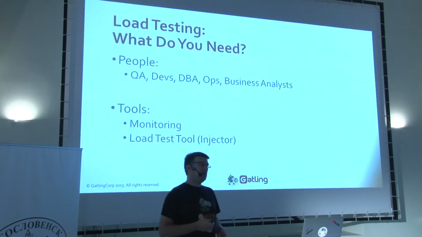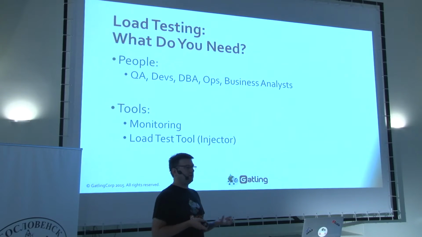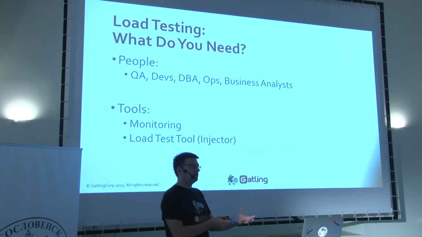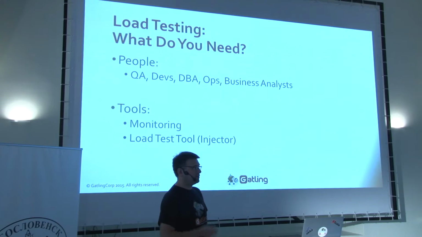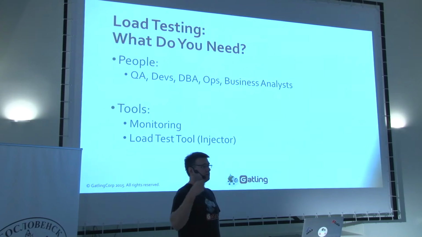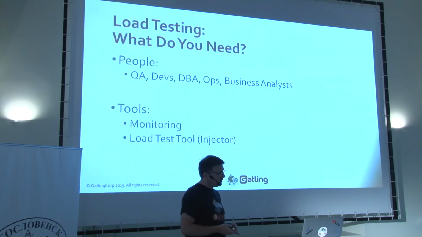You will need DBAs because quite often the performance issues come either from the database or the usage that's been made of it by the application. You will need your ops people because you might have issues on your system, you might have issues on your network, and you will need them to monitor your system so you're able to find out where your issues actually lie.